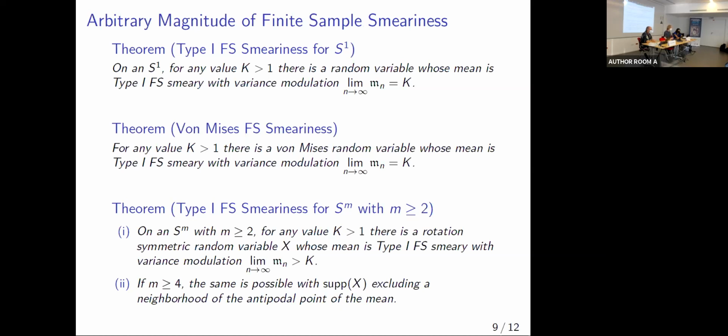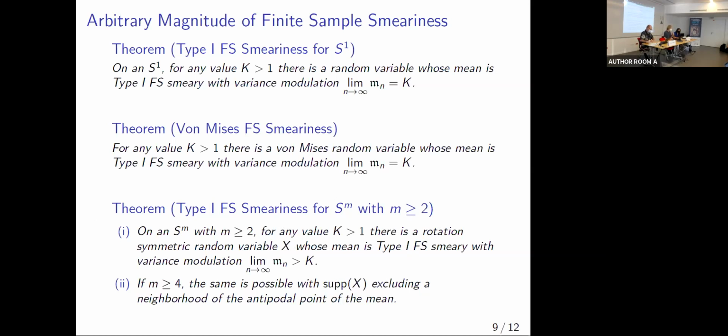Namely, the point is also that we can actually reach, with not necessarily esoteric probability distributions, arbitrary variance modulation, and arbitrary magnitude of finite sample smeariness, if you will. So on a circle, for example, for any value k larger than 1, there is a random variable whose mean is type 1 finite sample smeary, with the limit for n going to infinity of the variance modulation being equal to k. And especially this is also possible for a von Mises distribution. You can always pick the concentration of a von Mises distribution such that you reach a certain value of the variance modulation. And for spheres of higher dimension, there is always a rotation symmetric random variable whose mean is type 1 finite sample smeary and whose modulation exceeds any given number.